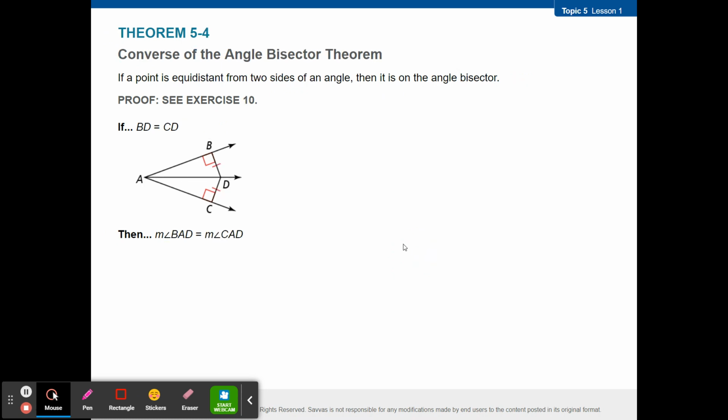Here's your converse. Write this in. If a point is equidistant from two sides of an angle, then it is on the angle bisector. So they reversed it. They're saying, hey, if these two are equidistant, this guy has to be on the angle bisector of BAC, making measure of BAD and CAD equal to each other.